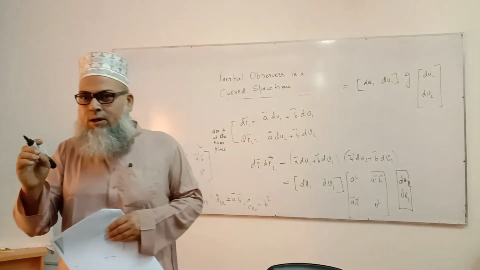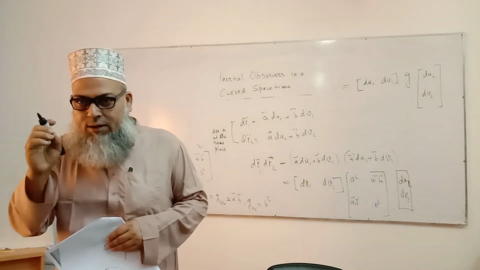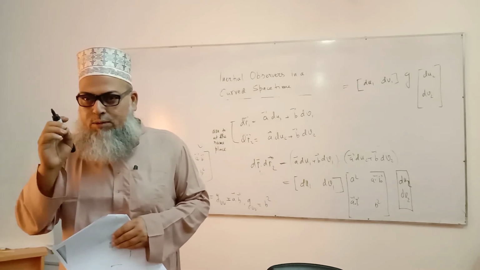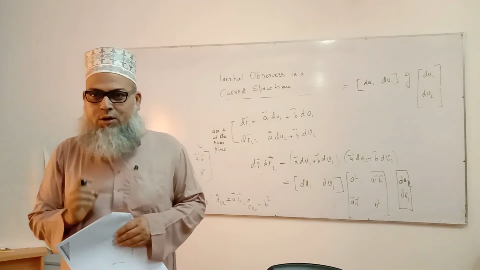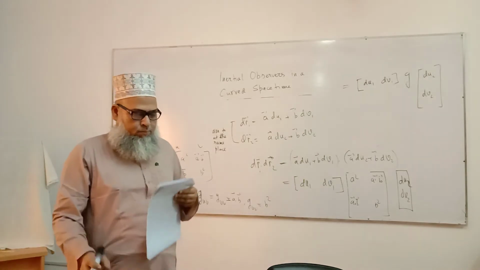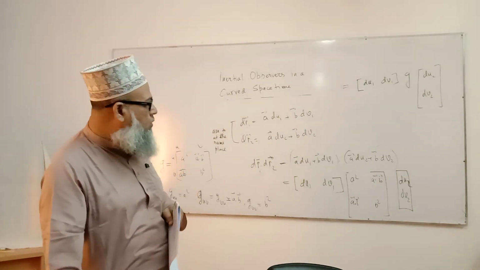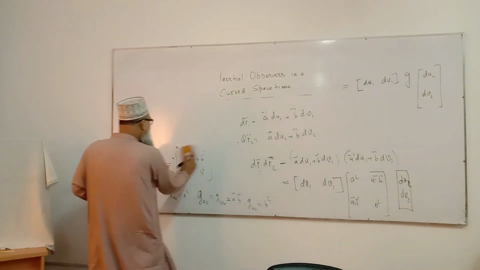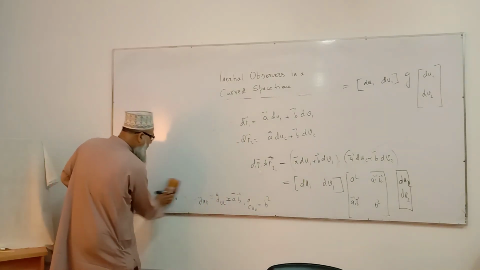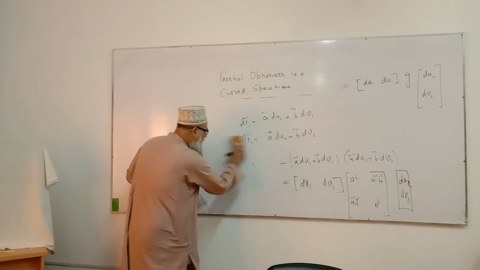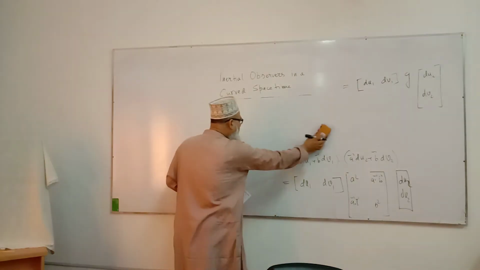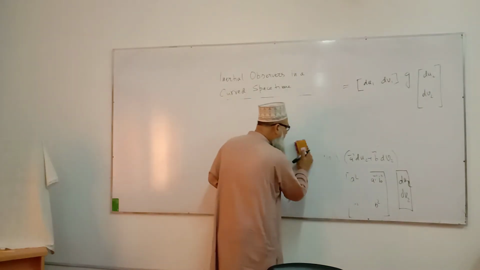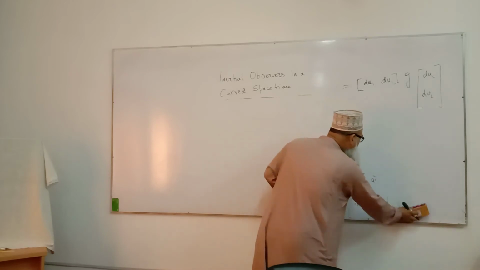These are usually not infinitesimal vectors. These are finite vectors. Okay, no problem. Finite vectors also can be expressed by using A and B, the two direction vectors. A and B are two direction vectors. You can use A and B and define any vector at a particular point.